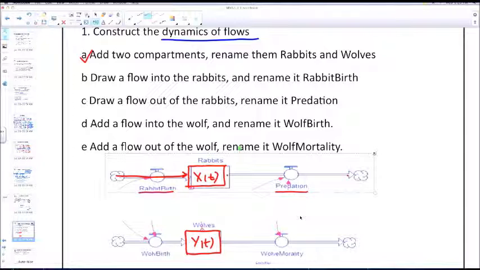For the second, we do the same thing. We draw a flow here. That's the birth of the wolves, and we name it wolf birth. And then an outflow, we call it wolf mortality, the death of the wolves. That's how the population changes, by birth and death. All right, that's our first step.